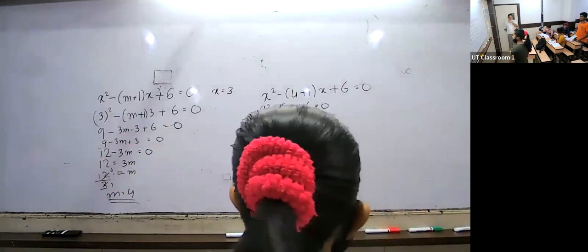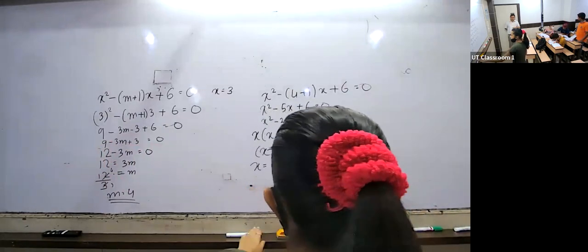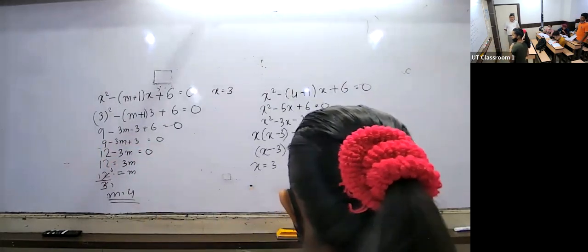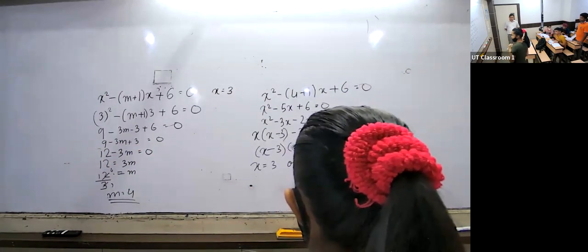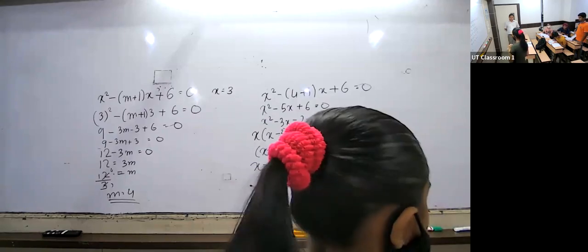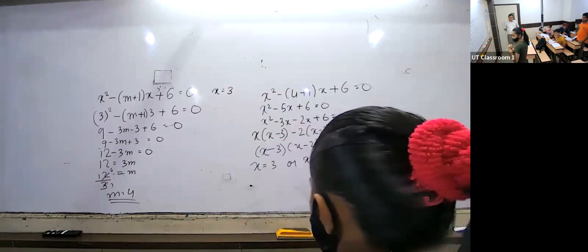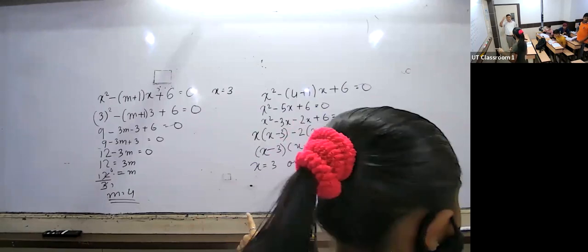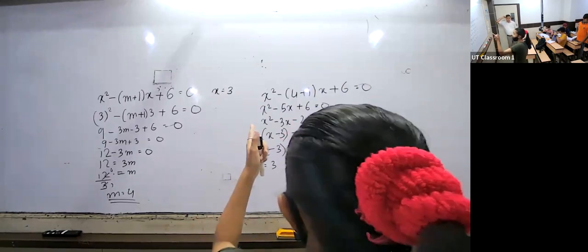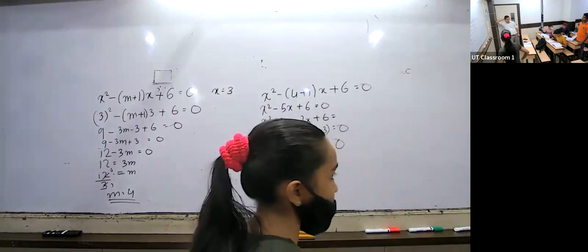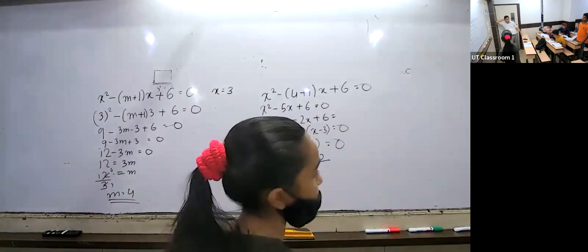So, sir, my final answer is M is equal to 4 and the other root is? Other root is not 3 or 2. Already one root is given now. Check what is given in the question. 3. Therefore, other root is 2. Okay, your answer is m is equal to 4 and other root is 2.